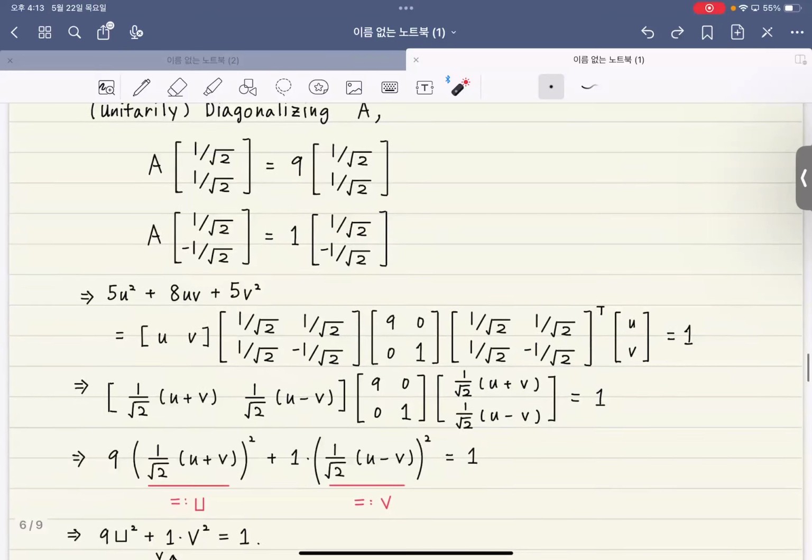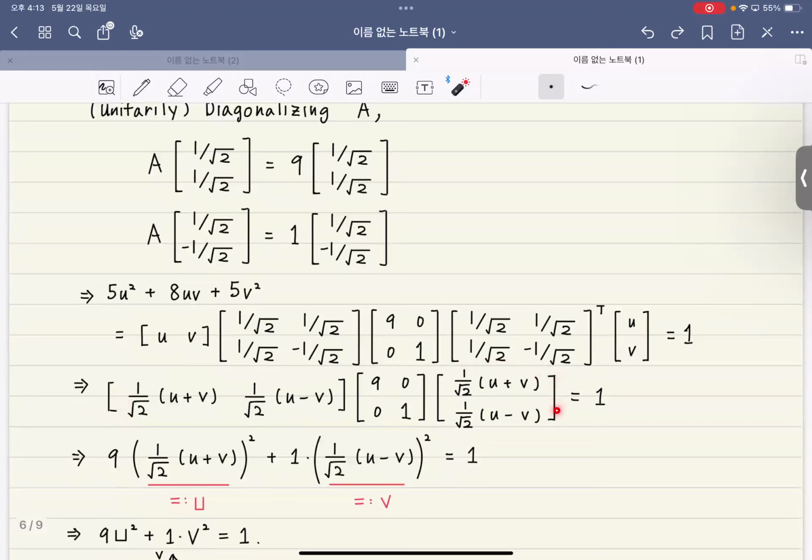So I am now expanding this as 9 times this number squared plus this eigenvalue times this guy squared, since this and that entry are identical. What makes this expression interesting? Because the matrix in the middle has off-diagonal entries that are all 0, because this is a diagonal matrix.